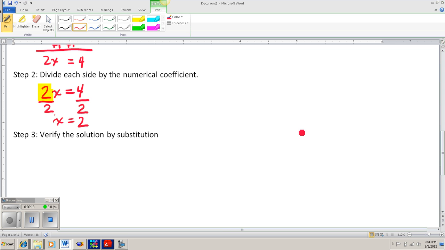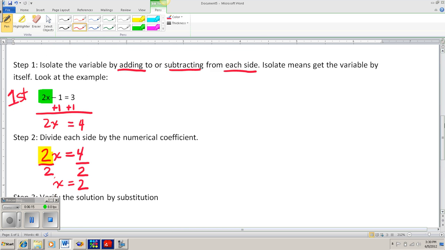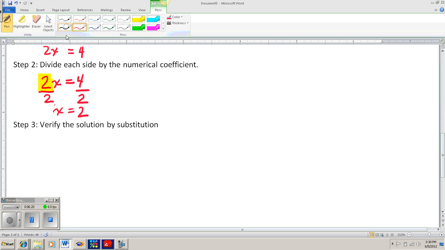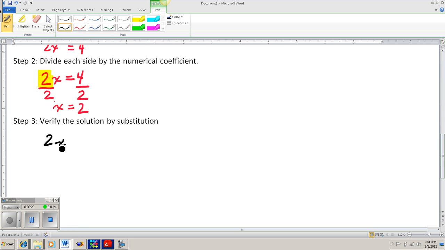So I'm going to check and see if it works for my original equation. My original equation was 2x minus 1 equals 3. I'll write it down here. 2x minus 1 equals 3. And I'm going to verify the solution by substituting x equals 2. If it's true, I should be able to rewrite this, instead of with x, with brackets 2, meaning multiply 2 times 2, subtract 1 equals 3.